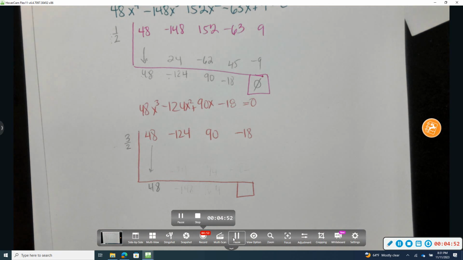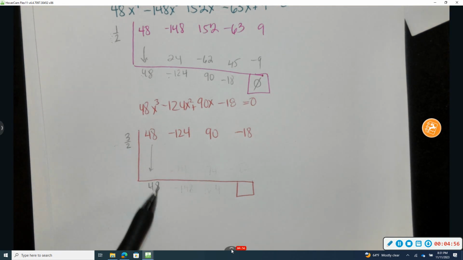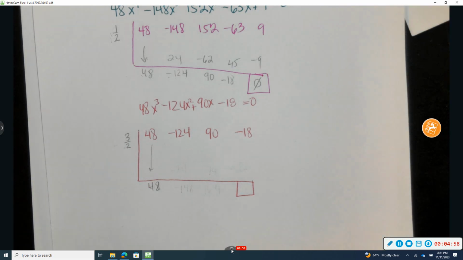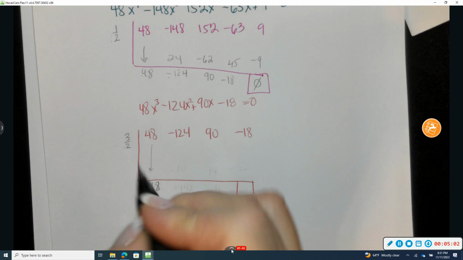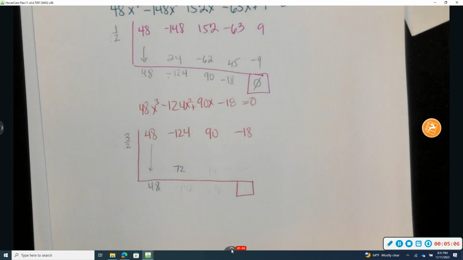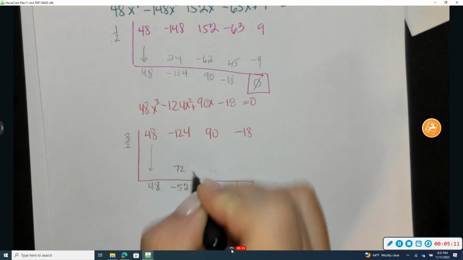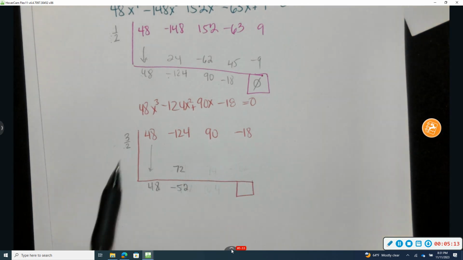Oh, do I wish I had a calculator on me right now. Okay, so how do we do this? I'm going to go 3 times 48 and then divide it by 2. So 48 times 3 divided by 2 is 72. Now 72, if I take 124, subtract 72 because they're different signs, I get a negative 52. I'm going to take 3 times 52 and then divide it by 2.